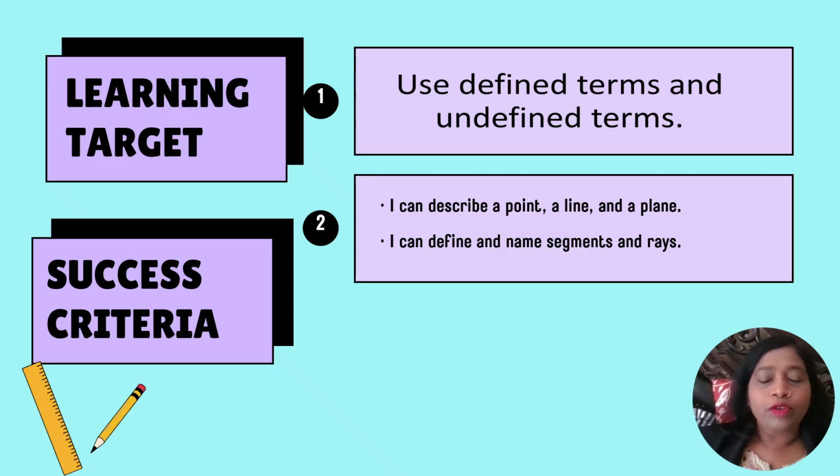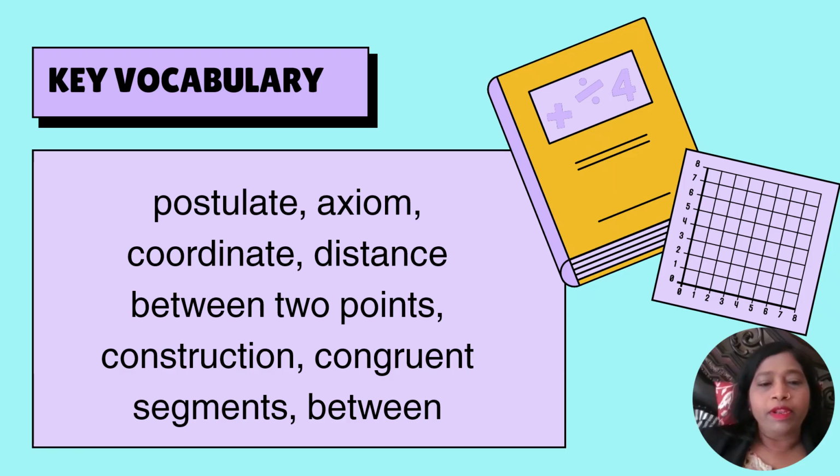The learning target for today's lesson is use defined terms and undefined terms. Success criteria: I can describe a point, line, and a plane. I can define and name segments and rays. The key vocabulary terms are postulate, axiom, coordinate, distance between 2 points, construction, congruent segments.